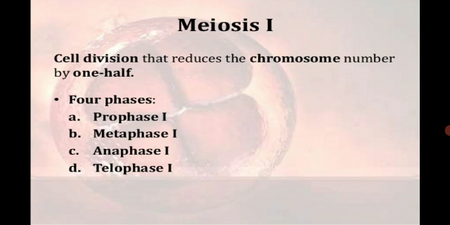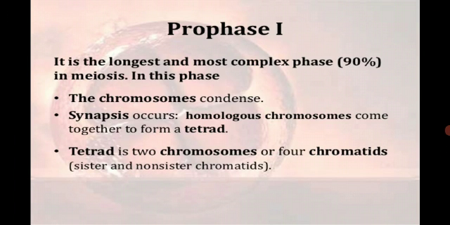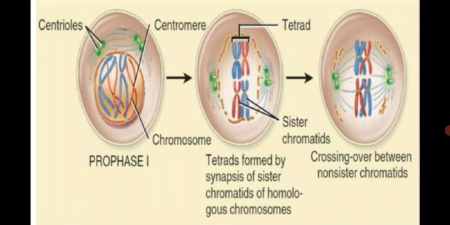There are four phases of the meiosis I, which are called the Prophase I, Metaphase I, Anaphase I, and the Telophase I. Prophase I is the longest and the most complex phase, which accounts for 90% of the total process of meiosis. In this phase, the chromosomes condense, synapsis occurs, in which the homologous chromosomes come together to form the tetrad. Tetrad is a two chromosome or four chromatid complex structure in which the sister and the non-sister chromatids are present. Here you're watching the process of the prophase I.